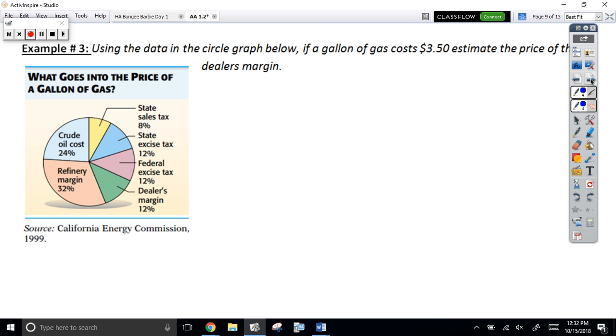Using the data in the circle graph below, if a gallon of gas costs $3.50, estimate the price of the dealer's margin. So first of all, notice that this chart tells us when you buy 1 gallon of gas, this is where all the money is going from that purchase. So it's getting split up into different categories. We're looking at the dealer's margin, which is 12%. So what do you think we should estimate or round that to? 10%.